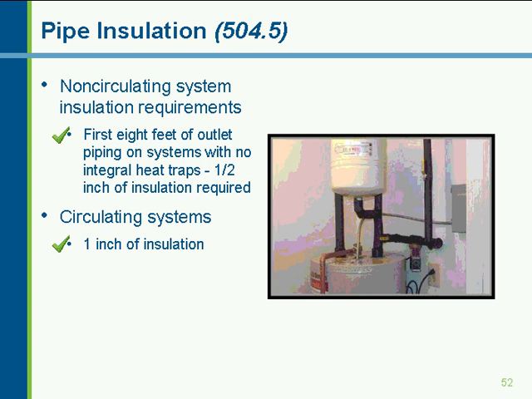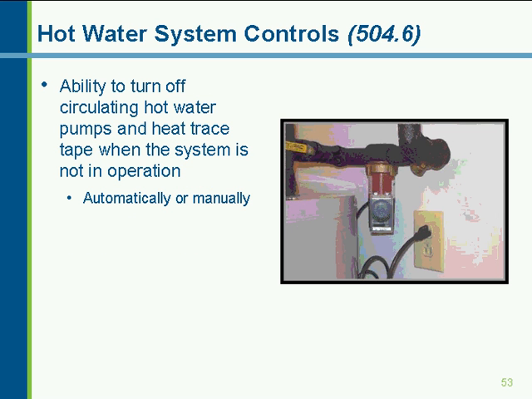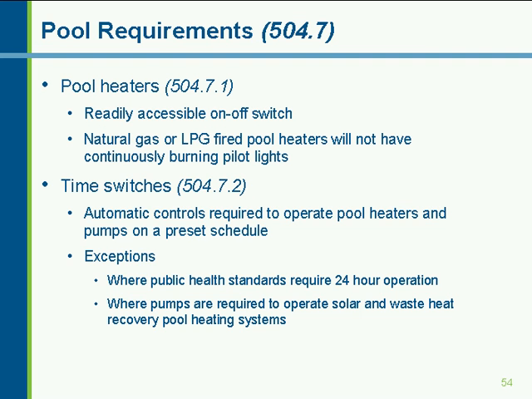Controls requirements for hot water systems. You must have the ability to turn off the circulating hot water pump or heat trace if you're using that when the system is not in operation, and that can be either an automatic or a manual control. There are a number of requirements for swimming pools. Swimming pool heaters must have a readily accessible on-off switch. If you've got a gas-fired pool heater, you can't have a continuously burning pilot light. It must have an intermittent ignition device.